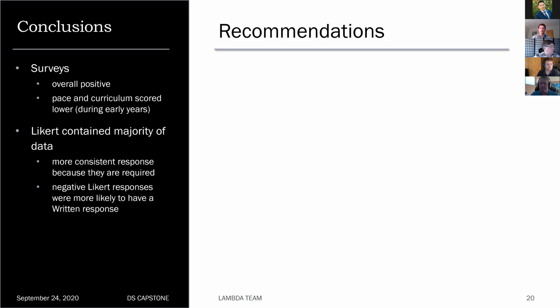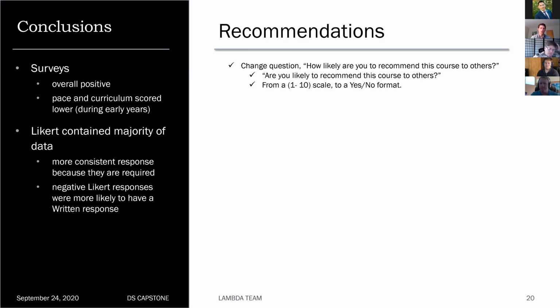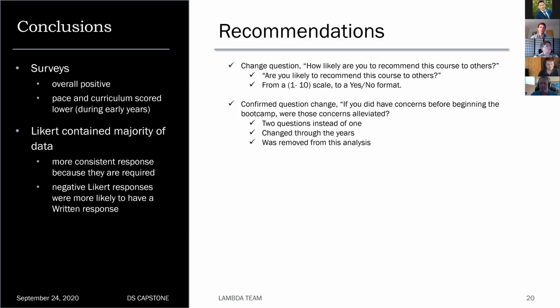Some recommendations that we have, we would change the question, how likely are you to recommend this course to others, to are you likely to recommend this course to others? Simply a change from a 1-10 scale to a yes/no format. This would make it a little more consistent with past surveys. We'd also like to confirm the question change: if you did have concerns before the beginning of the boot camp, were those concerns alleviated? That question really had 2 in 1, and so wasn't nearly as useful as we would have liked. So splitting that into 2 actual separate questions is very good.